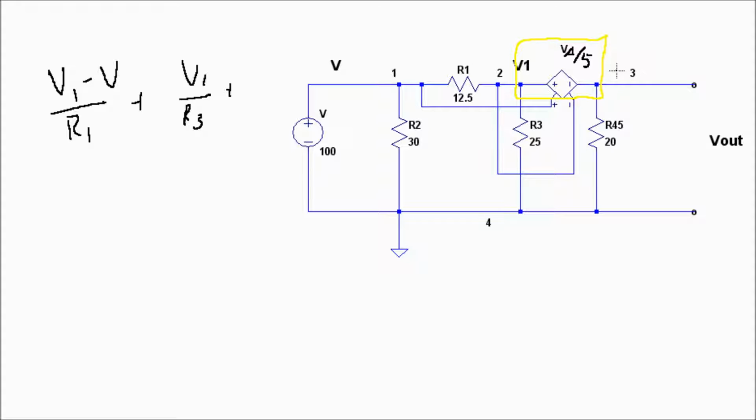Now you might say we're going to look at V1 minus something, but really what's going to happen is this is going to be V out divided by R45. And all these are equal to 0.